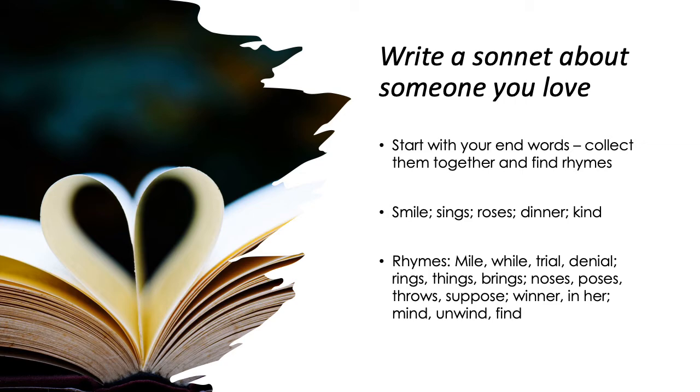Then I've got dinner, so I've got winner, and then I've done the rhyme in her. So dinner, in her, dinner, in her. So that is something else you could try. Sometimes if there's just one syllable that rhymes, you can put together two words. And then finally for kind, I've got mind, unwind and find. So I've got a collection of rhyming words now. So my job next is to put those into some sort of order at the end of my lines, and then I can fill in the rest with my poem.